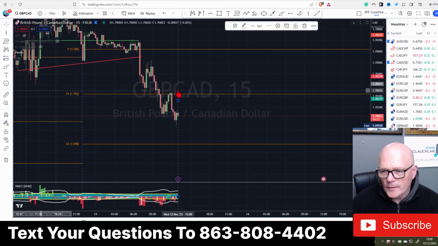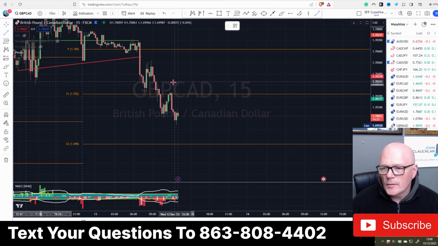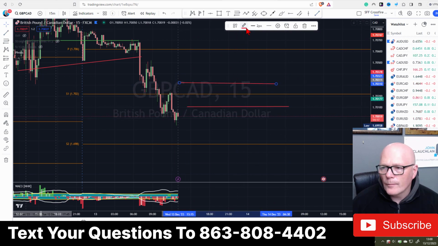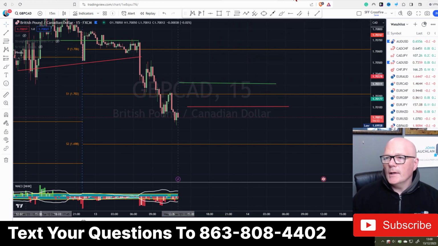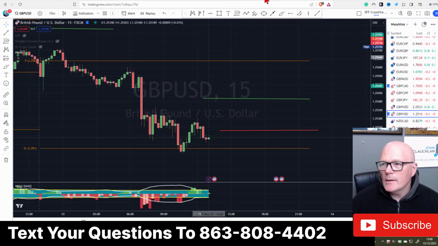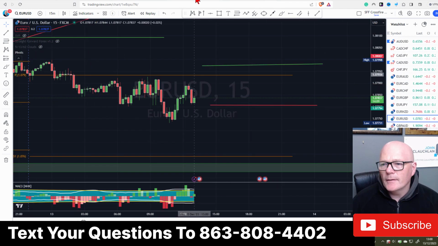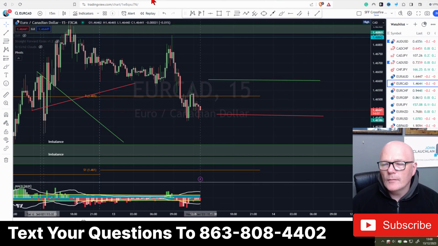Vertical line goes on the 1300. Trend lines just go on the charts for now. Right, and GBP USD, I've done that one. GBP CAD, yeah, they're all done. Good. Right, so look for imbalance.